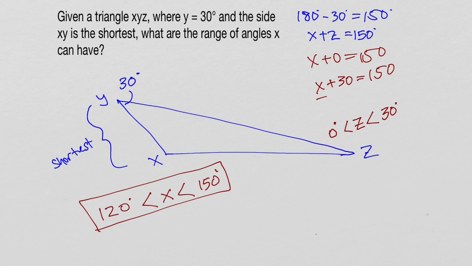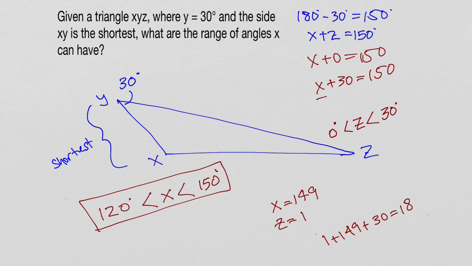If we think about legal triangles, right? Well, one side is 30. The other two sides have to equal 150. So X equals 149, and Z equals 1. That's legal, right? 1 plus 149 plus 30 is 180, totally legal. And it fits our restriction where Z has to be smaller than Y.